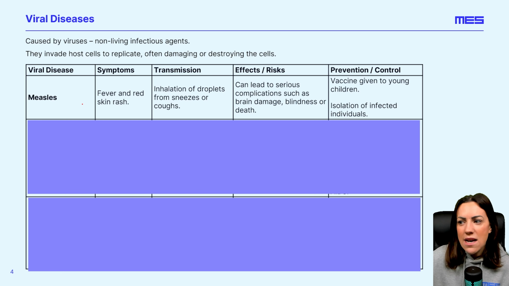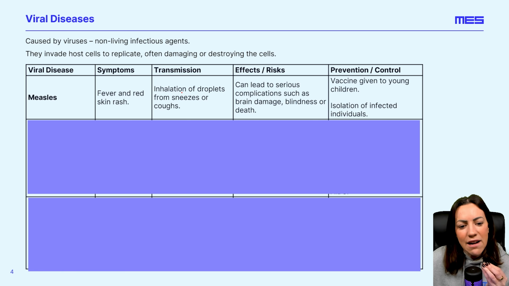Now, some of the first symptoms of a measles infection would be a fever, so a high body temperature, higher than 37 degrees, which is normal body temperature, and also a red rash on the skin. Let's think about how it's transmitted or spread from person to person. Now, this is spread by respiratory droplets.